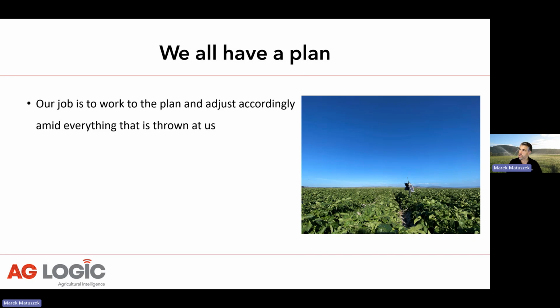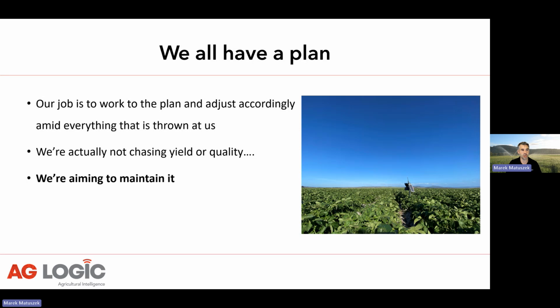And when I spoke about this a couple of weeks ago, I kind of referenced it around Mike Tyson's, one of his more famous sayings around other things, is we all have a plan until we get punched in the face. And that's what these large weather systems are. They're just a punch in the face, all right? But we have to adjust and work around it. And the big thing to come out of this is we talk about chasing yields here, we're trying to get our greatest yield, but we're not actually chasing yields or quality. We're trying to maintain it.